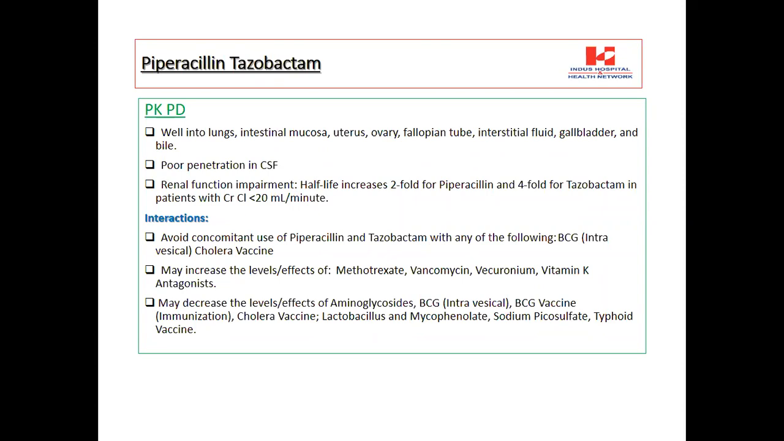This goes through excretion through renal function. If there's a decrease in renal function, we are going to adjust the doses. The half-life increases 2-fold for piperacillin and 4-fold for tazobactam in expected GFR less than 20 ml per minute. As we know, some antimicrobials have interactions that decrease or increase effects. Like if this drug is given with vancomycin, there's a risk of renal toxicity. There's a risk of a rise in creatinine level of that patient.